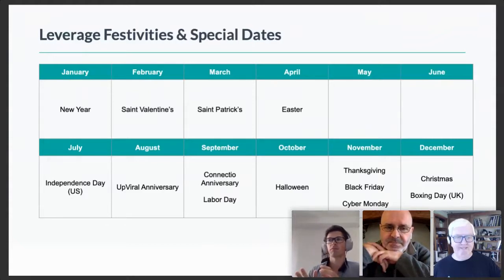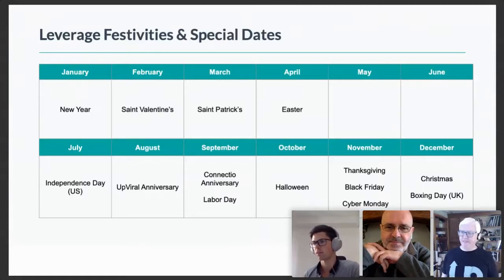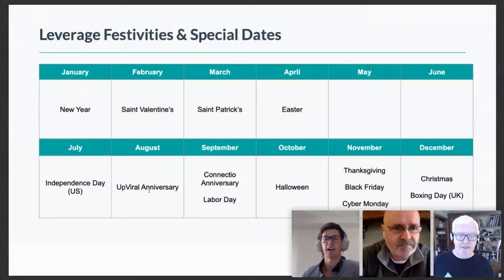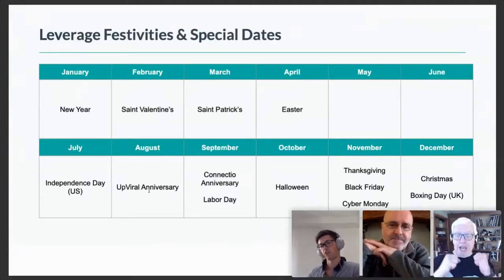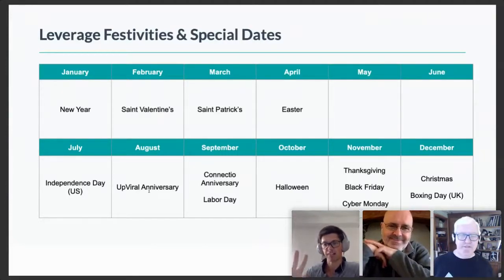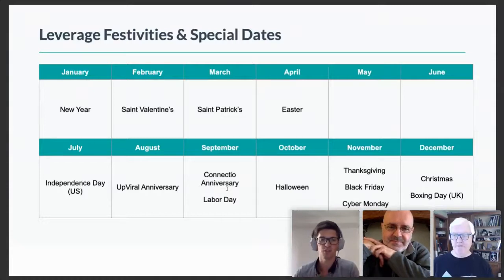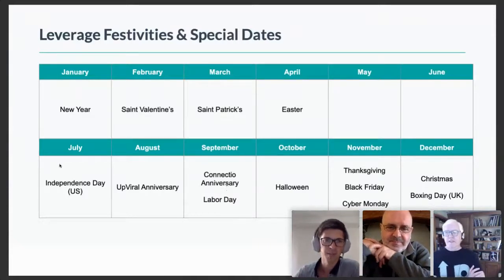But these are festivities that are tied to your country or the region where you live. Something else you can also leverage, for example here in August, is the UpViral anniversary. So this August, we are turning 5 years old. Then in September we have the Connect.io anniversary. So it could also be tied to your business. It doesn't always have to be because it's Christmas or Thanksgiving.